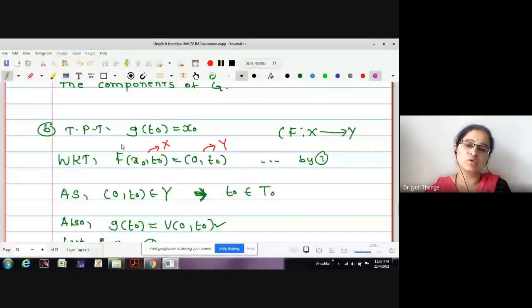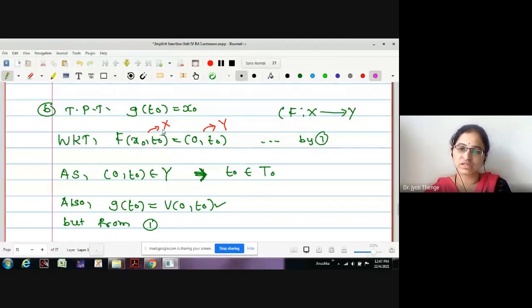But what we know from statement number 1 is f(x0, t0) is equal to (0, t0). Now this (0, t0) is in Y because (x0, t0) is in X, and function f is defined from X to Y. Now this (0, t0) is in Y. That's why we can write small t0 is in capital T0.